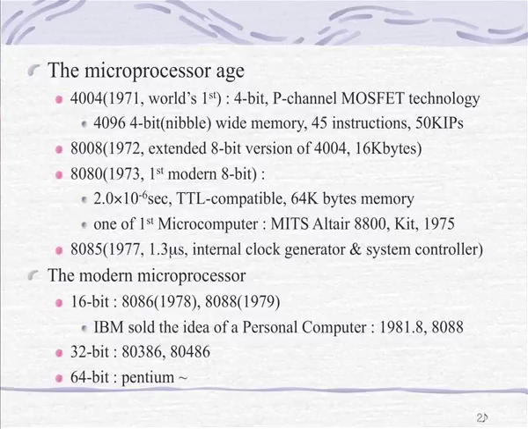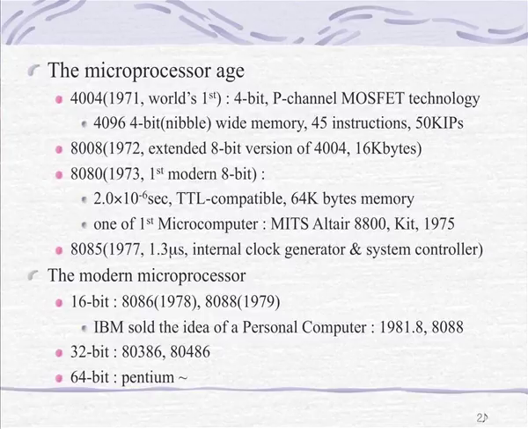First was the 4004. It was developed in 1971. It was a 4-bit p-channel MOSFET technology microprocessor. Then came the 4040, again a 4-bit processor. It had 45 instructions which were executed at 50 kIPS, that is 50 kilo instructions per second.